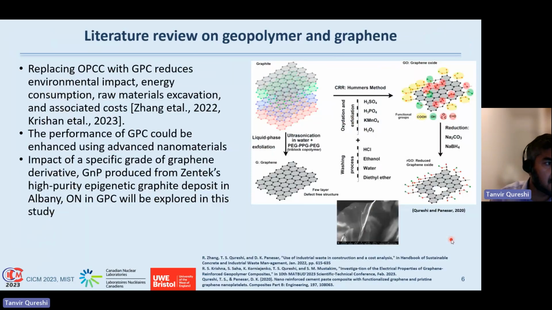So the ultimate target here is to replace ordinary Portland cement-based concrete with GPC to reduce environmental impact, energy consumption, raw materials excavation, and associated cost. The performance of the GPC could be enhanced using advanced nanomaterials, which should be explored. And we have explored the impact of the specific grade of a graphene derivative, which is GNP, produced from Zentek's high purity epigenetic graphite deposit from their Albany mine in Ontario, Canada.